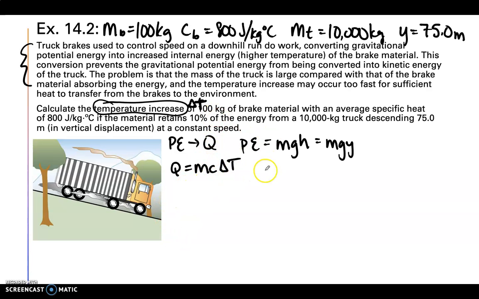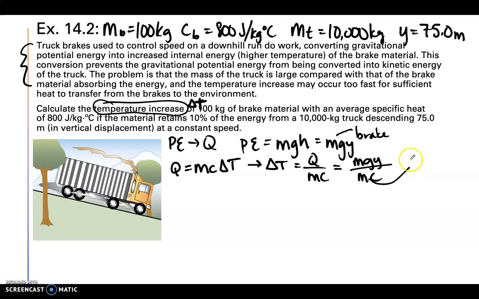So what we're going to do is first solve for delta T here. Delta T will then be Q over mc. And again, our potential energy converts into our heat. So I'm actually going to say mgy over mc. Now remember, these two masses are different. This is the mass of the brake material, and this is the mass down here of the truck.